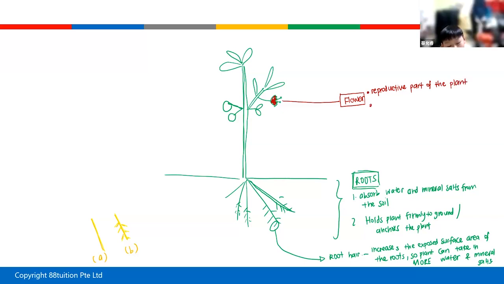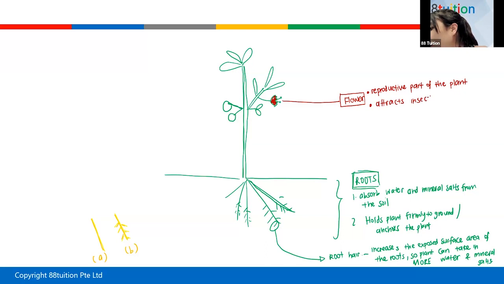The flower is very pretty, right? So what does it do? It attracts what? You always see the bee near the flower, right? So what does it do? It attracts insects and animals. Why do we need insects and animals? You will learn that insects and animals help with the reproduction of the plant. We will learn that in the later topics in P5. So please bear that in mind.